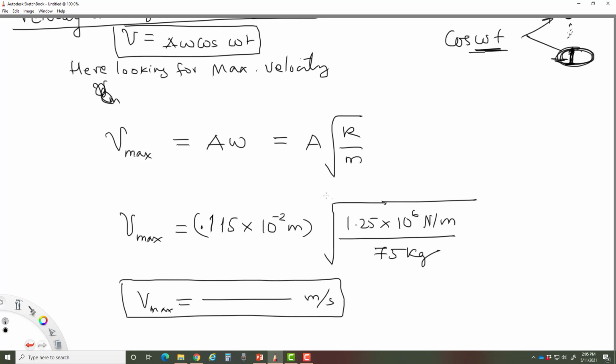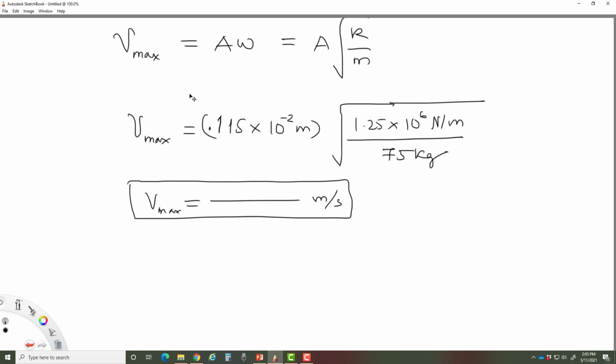And then the next one is, what's the maximum energy stored in the spring? Energy stored in the spring is given by this formula, 1/2 k delta x squared, and maximum energy would be when the spring has the maximum displacement, which is the amplitude.